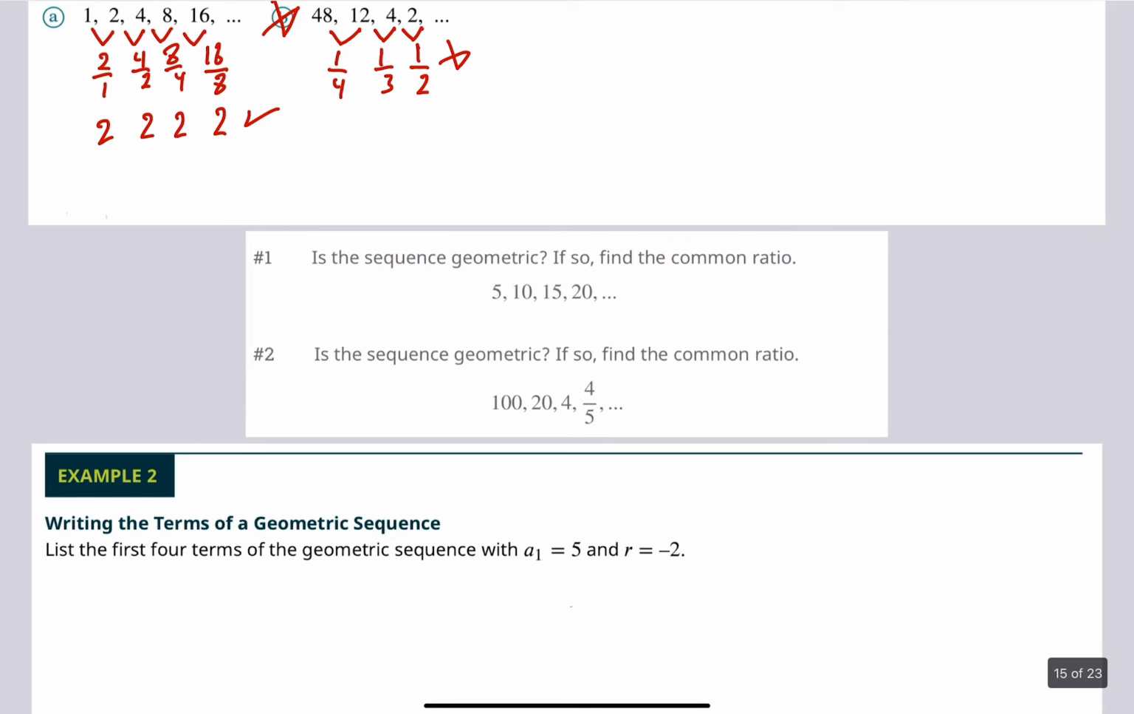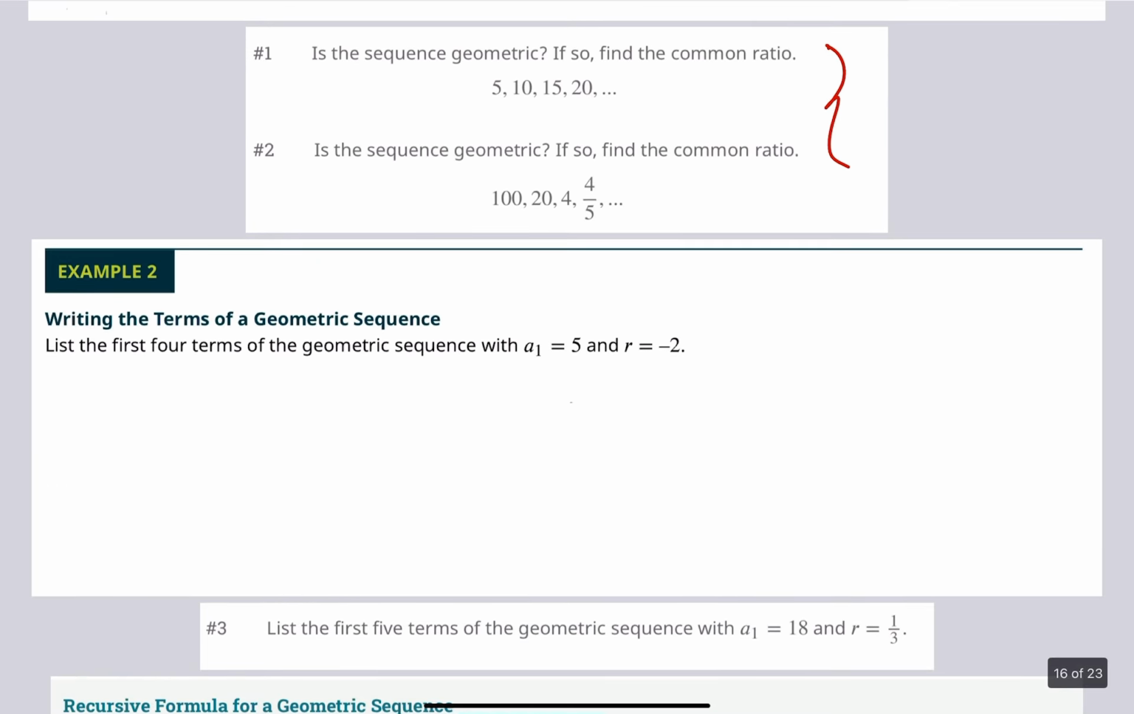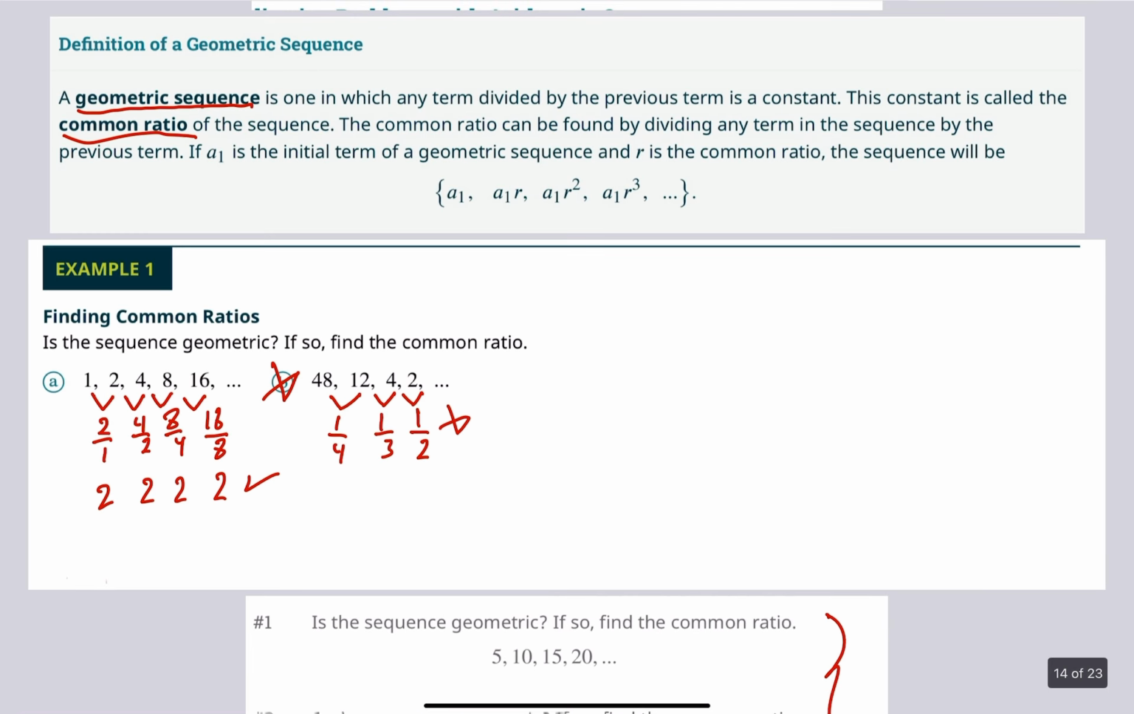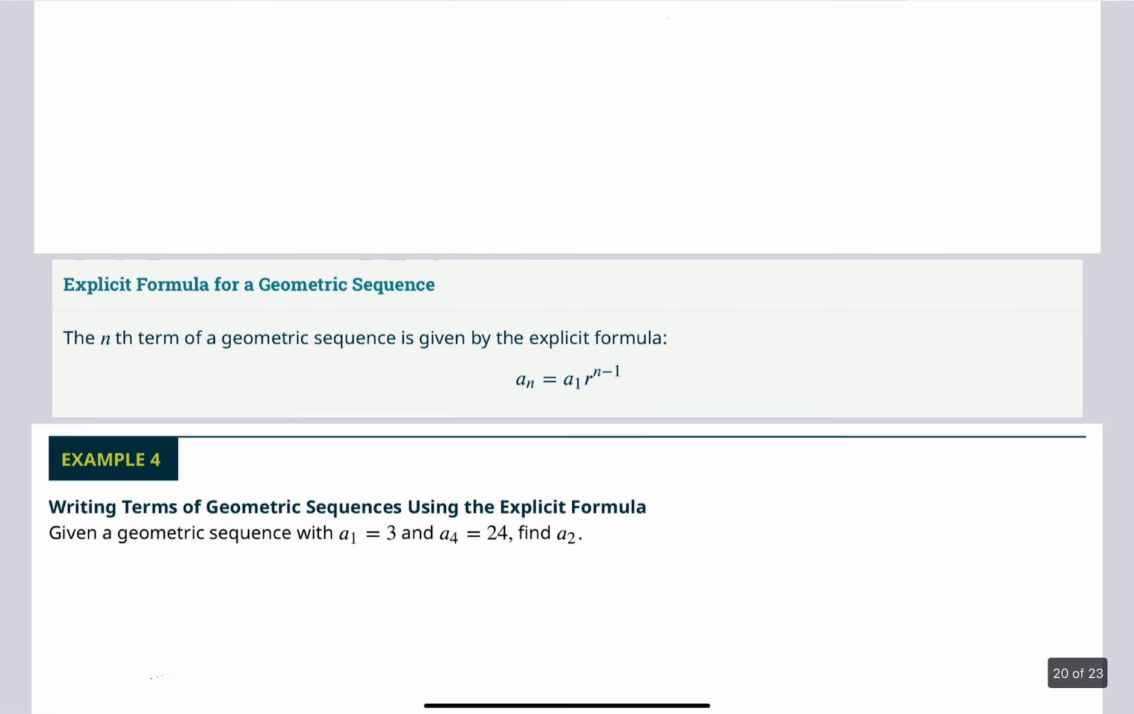Now, I do suggest we solve the following 2 examples. Moving on to this one. Now, what is the general formula of a geometric sequence? Well, here it is. It's simply a_n equals a_1 multiplied by r^(n-1).